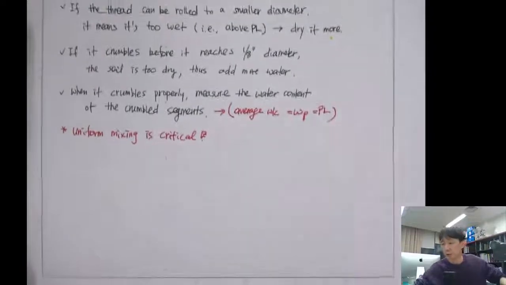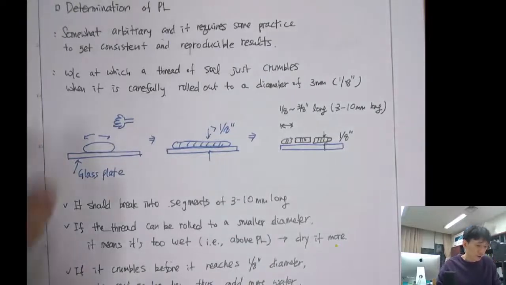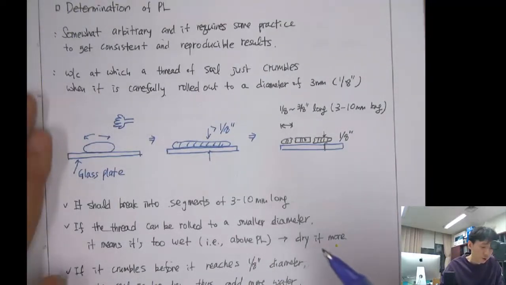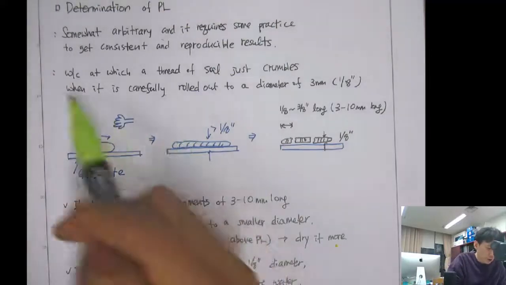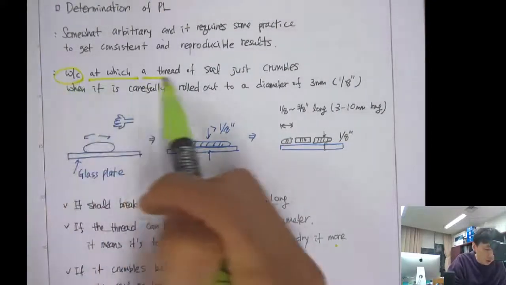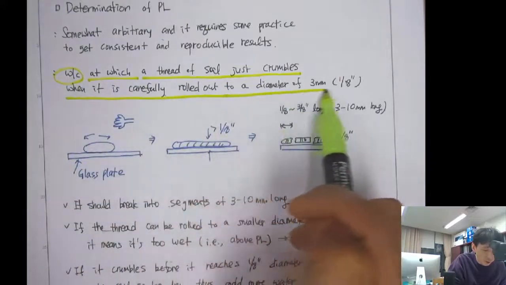Then how to determine the plastic limit? It's kind of somewhat arbitrary, but it requires some practice to get consistent and reproducible results. The plastic limit is the water content at which a thread of the soil just crumbles when it is carefully rolled out to a diameter of 3 millimeter.